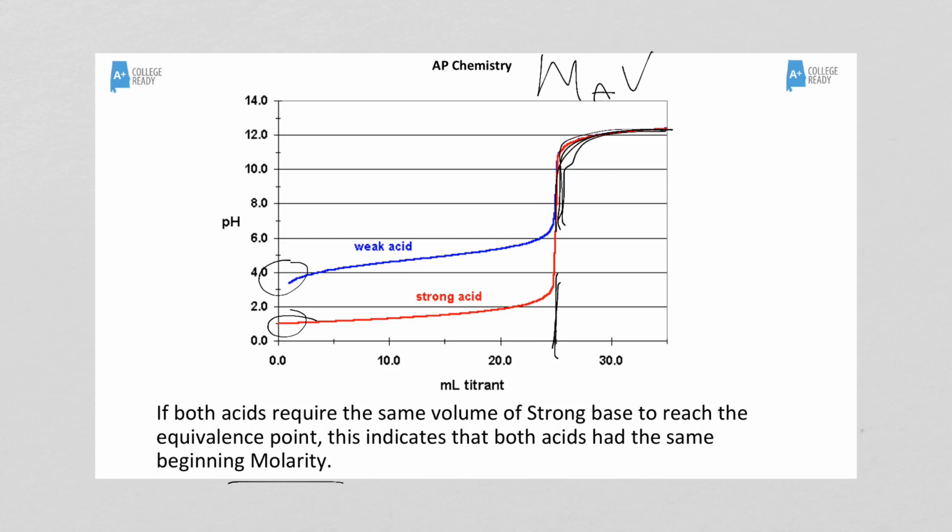It tells us that they must have had the same beginning molarity, because again, here's our relationship, MaVa equals MbVb. So if it's the exact same base for both, and each acid requires the same amount of base, even though they have different beginning pHs, they must have both had the same beginning molarity.